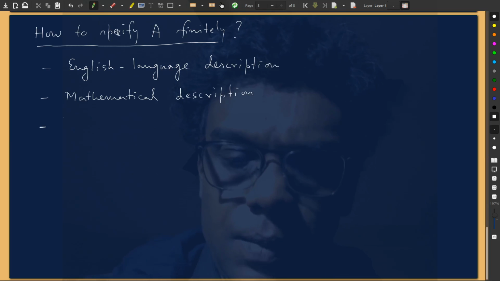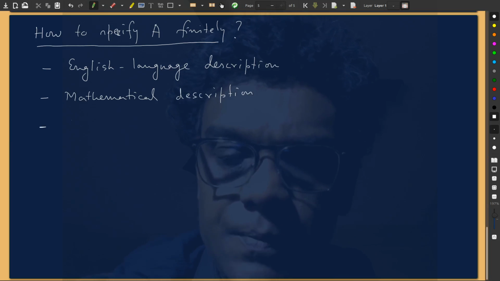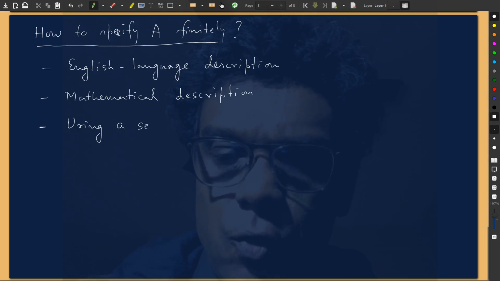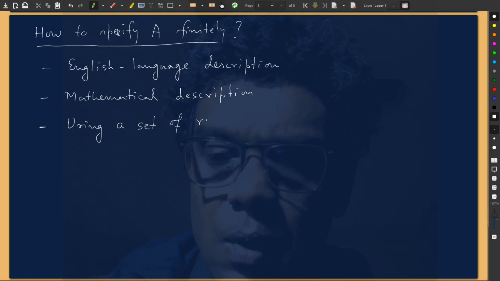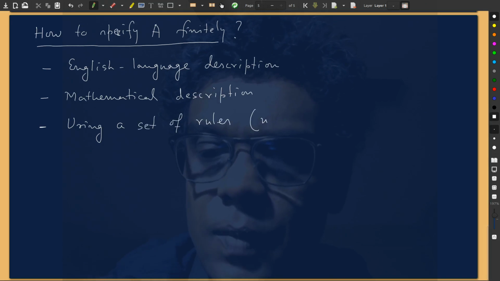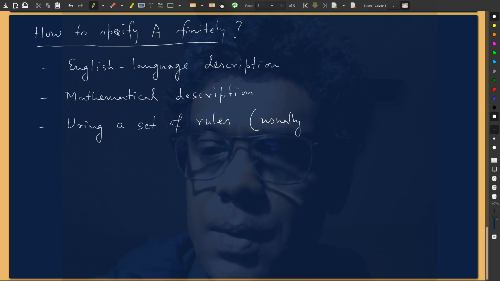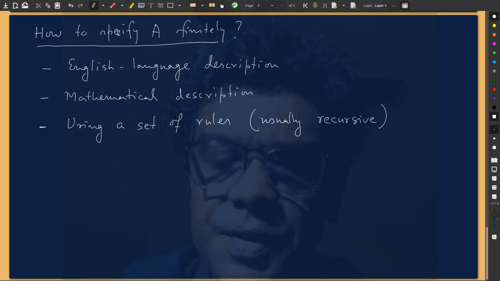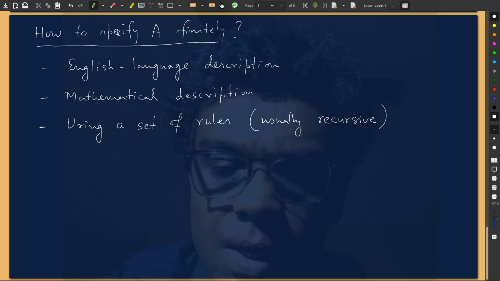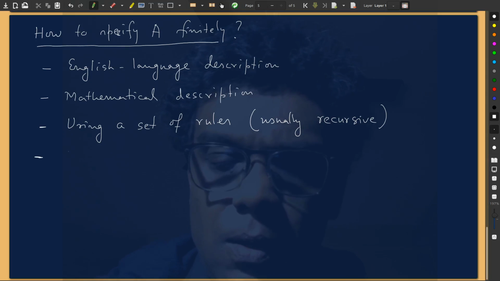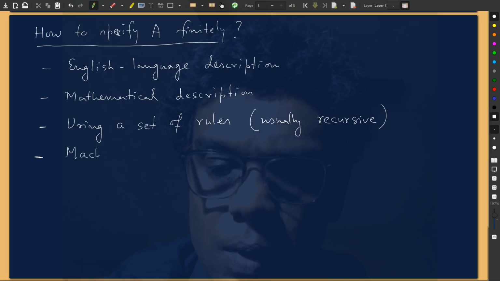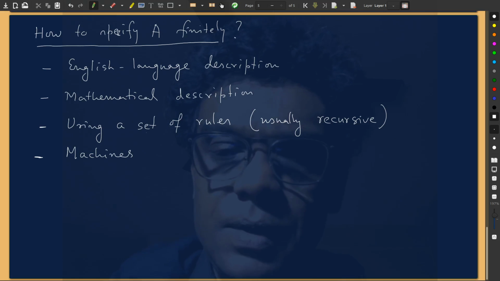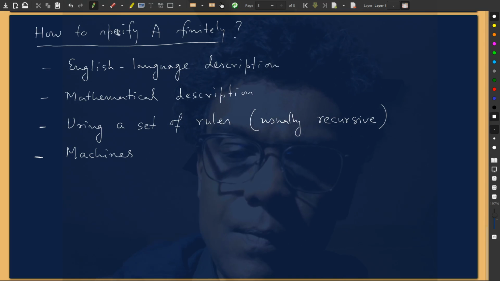Again, this is also mathematical, but anyway, we can say using a set of rules which are usually recursive. Okay, we will see lots of examples today. And also what we will do, we will do some kind of computing machines to represent these sets A. Okay.